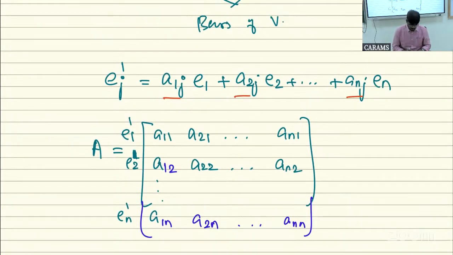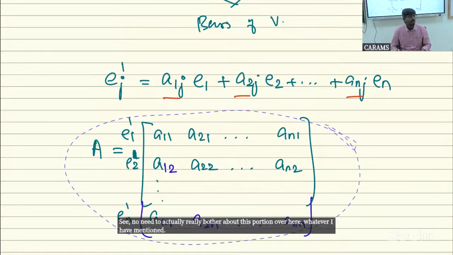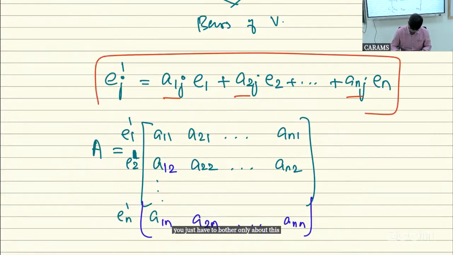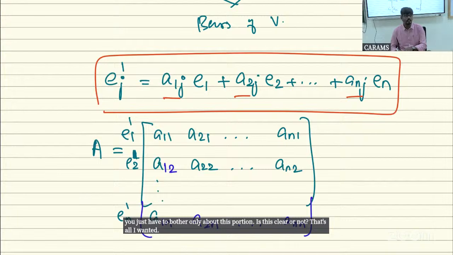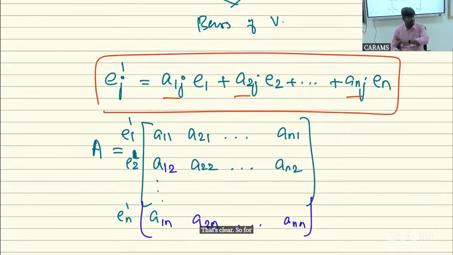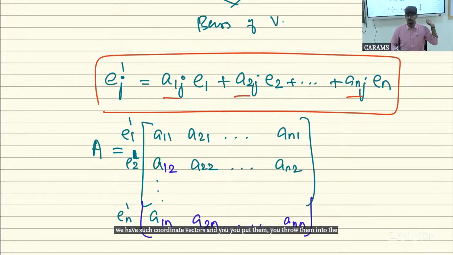See, no need to actually bother about this portion over here, whatever I have mentioned. You just have to bother only about this portion. Is this clear or not? That's all I wanted. That's clear. So for every such E_i, for E_j primes, we have such coordinate vectors, and you throw them into the row of the A. That's all.